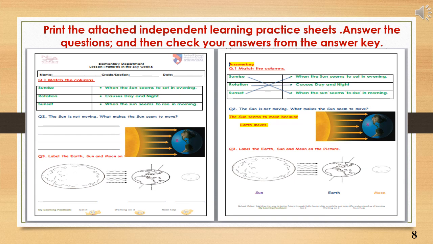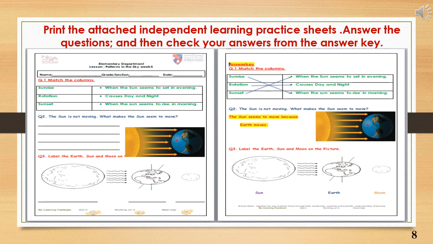Sunrise is when the sun seems to rise in the morning. So you're going to match it with that definition, the third definition at the bottom. Rotation causes day and night. Very good. And sunset is when the sun seems to set in the evening. Question number 2. The sun is not moving. What makes the sun seem to move? Excellent. The sun seems to move because the Earth moves.